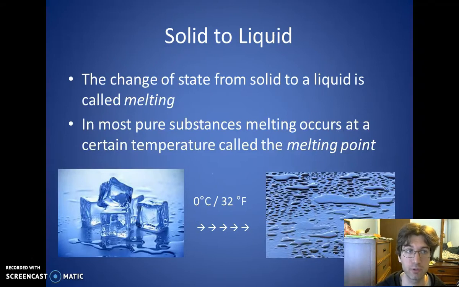So solids to liquids. This change is called melting. I'm sure you've all heard that word before. It happens at what we call a melting point. So in a solid, you give it enough thermal energy, those particles break their structure and therefore lose the structure and liquefy or turn into a liquid, called melting again. For most pure substances, this happens at a certain temperature. For water, that's 0 degrees Celsius or 32 degrees Fahrenheit.